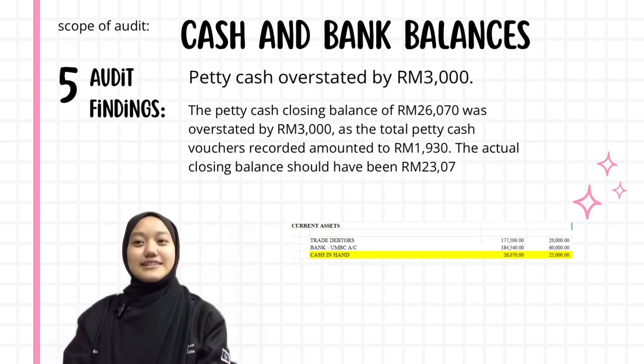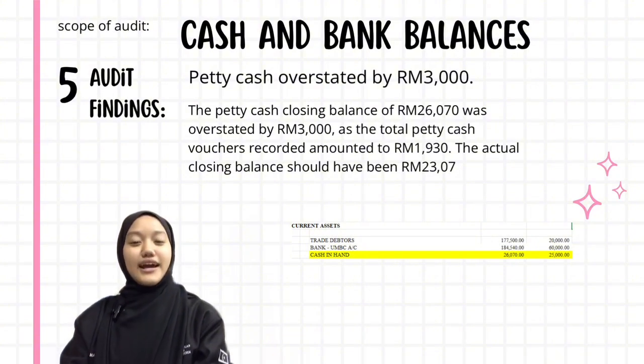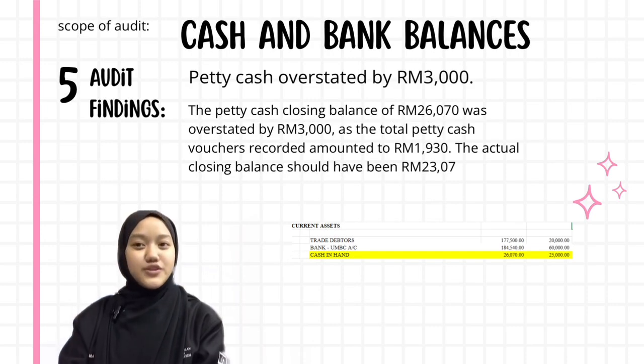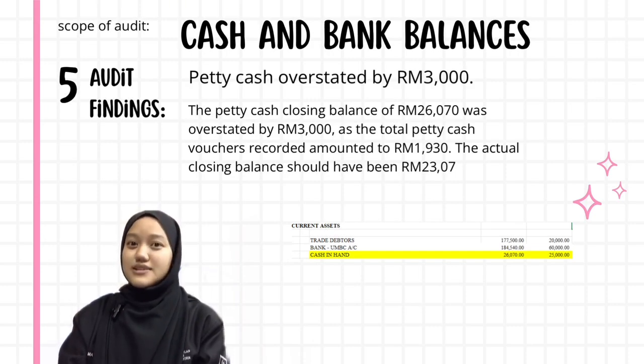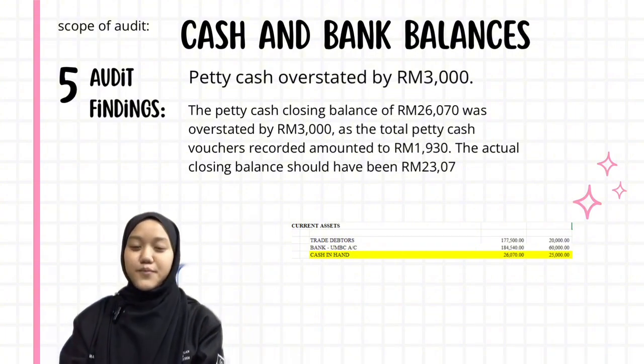The final finding is the petty cash discrepancy. The petty cash balance was recorded as 26,070, but based on the petty cash vouchers, the correct balance should be 23,070. This means the petty cash balance was overstated by 3,000 ringgit.